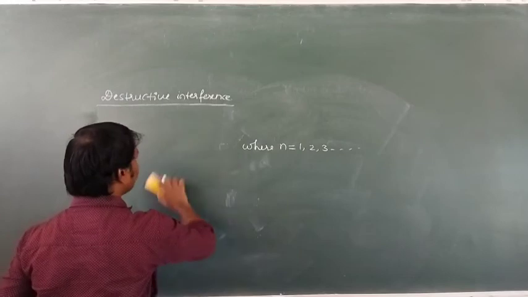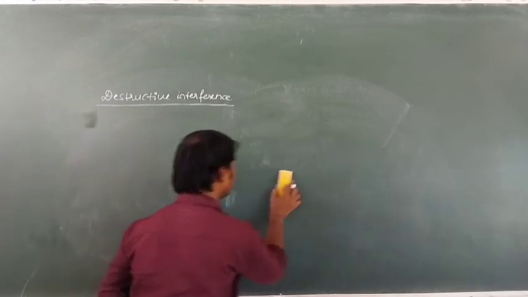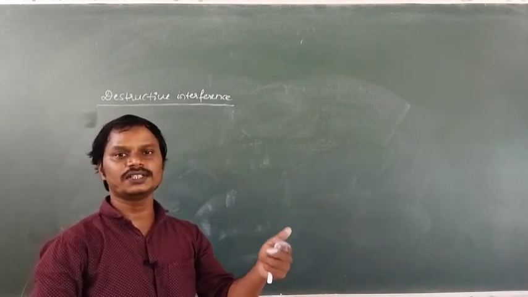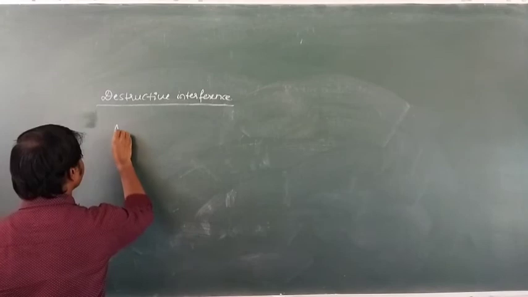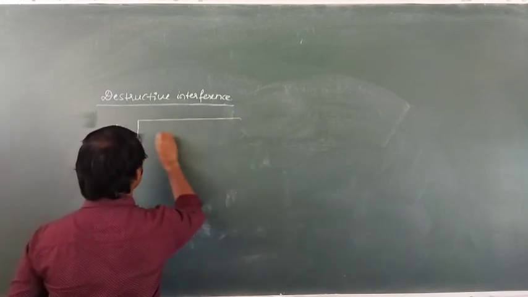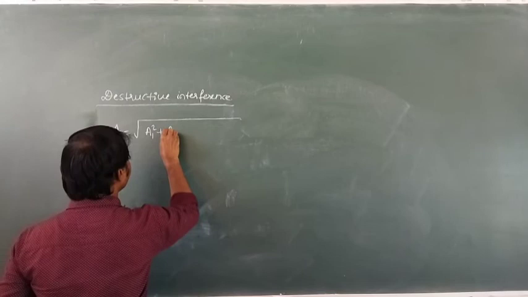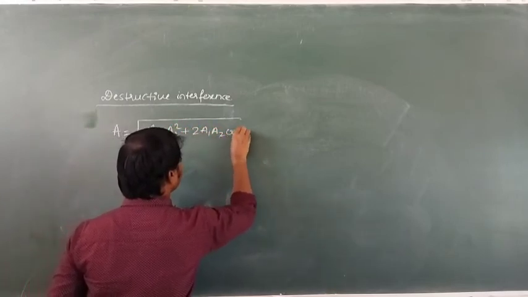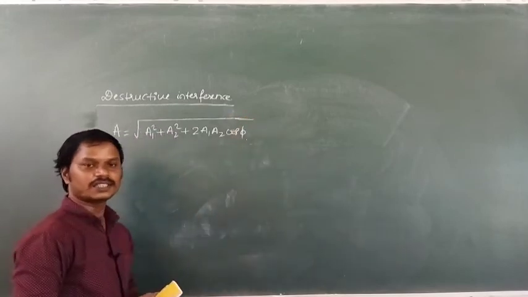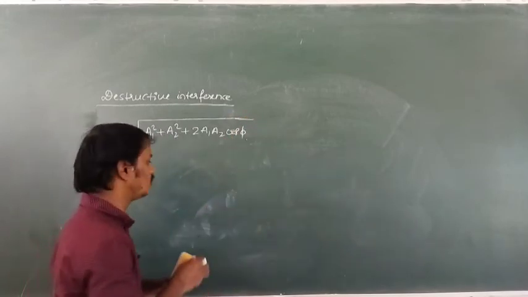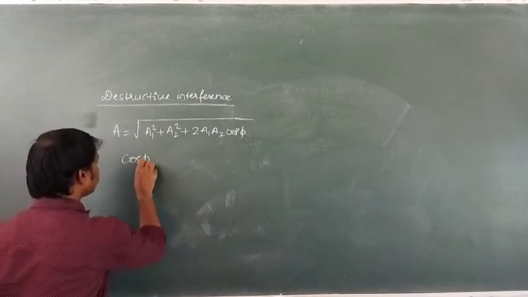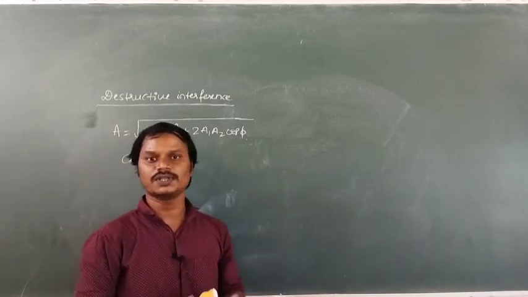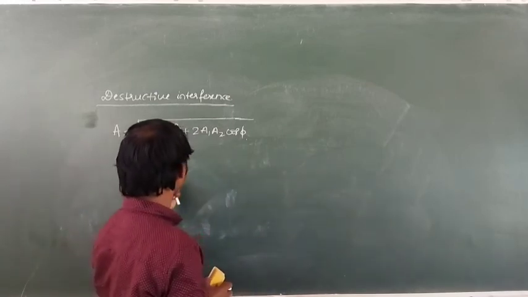Then what about the resultant amplitude in case of destructive interference? Same formula, that is A is equal to square root of A1 square plus A2 square plus 2 A1 into A2 cos phi. But one thing remember, in case of destructive interference, cos phi is minus 1. In case of constructive interference, cos phi is plus 1, but in case of destructive interference, cos phi is minus 1.